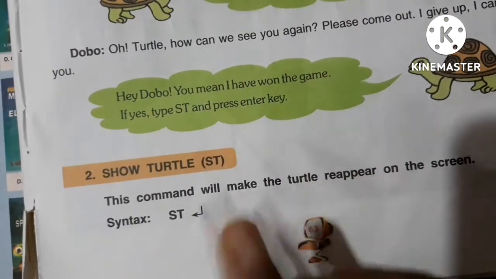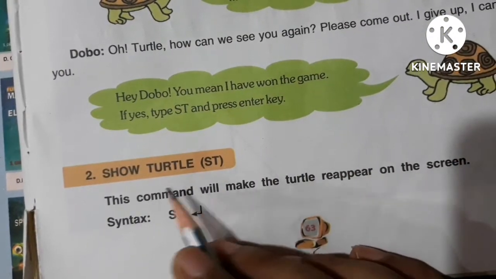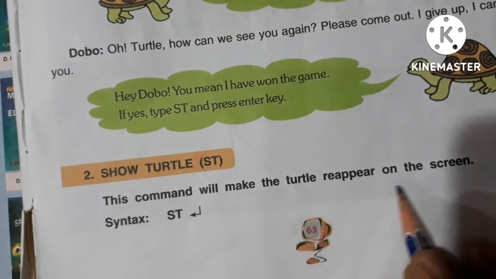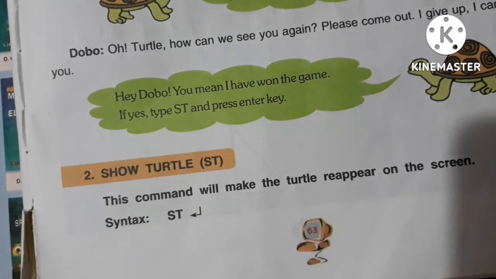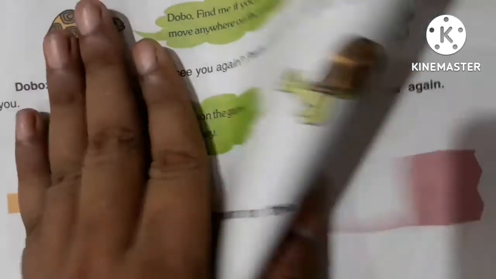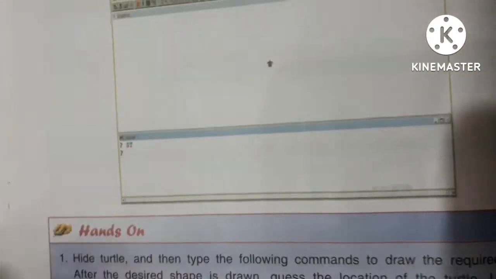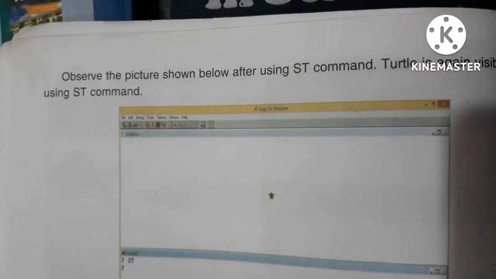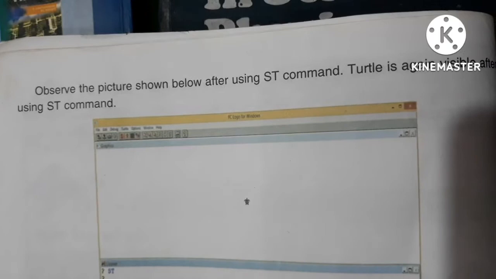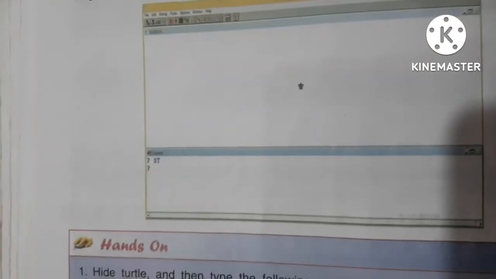Show turtle, ST. This command will make the turtle reappear on the screen. Here the turtle will reappear on the screen, that is, ST. Observe the picture shown below. After using the ST command, the turtle is again visible.